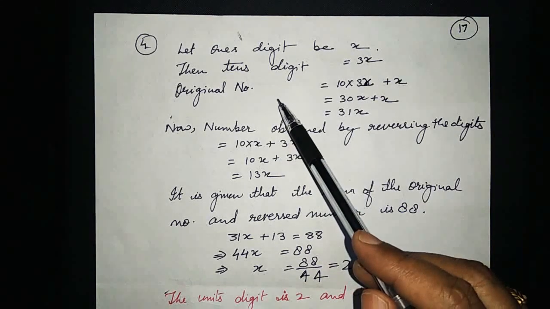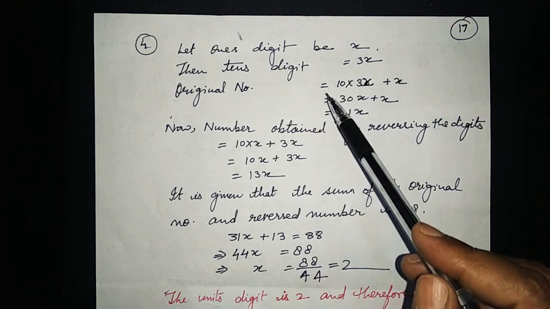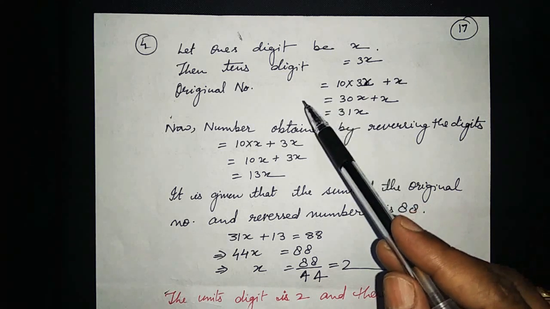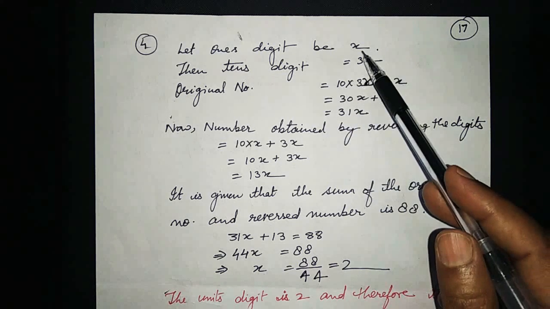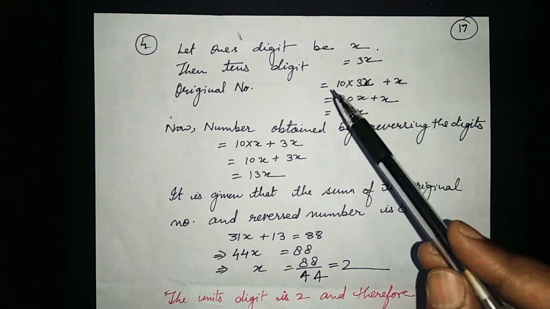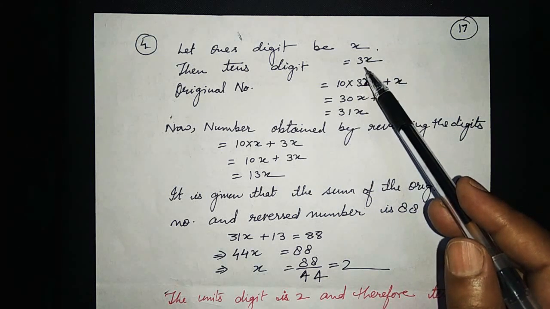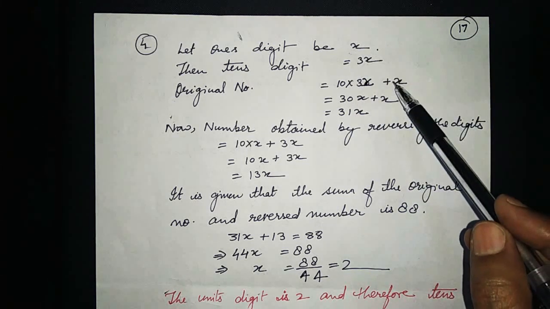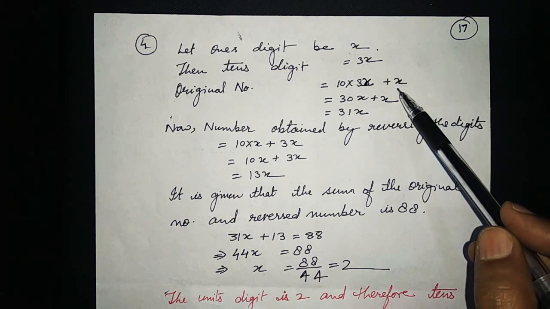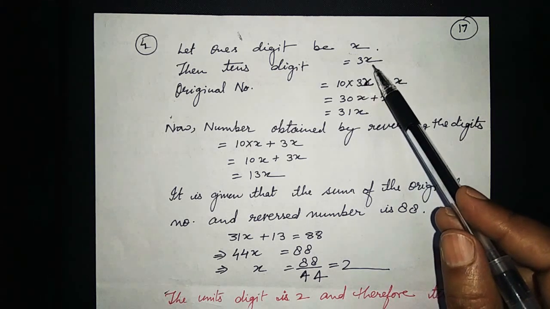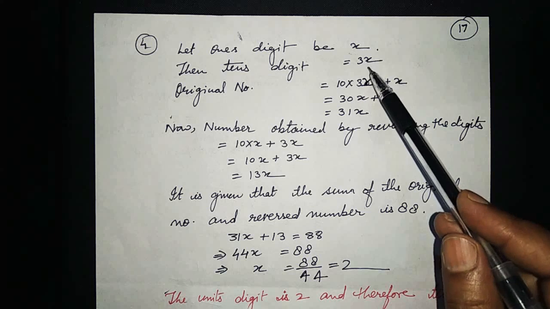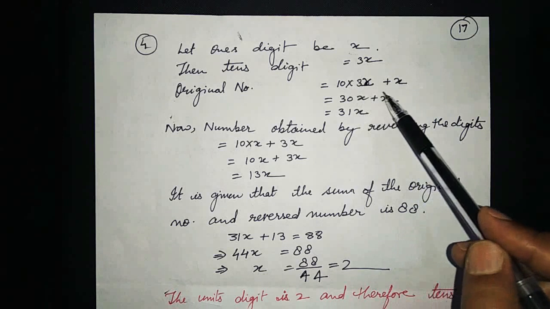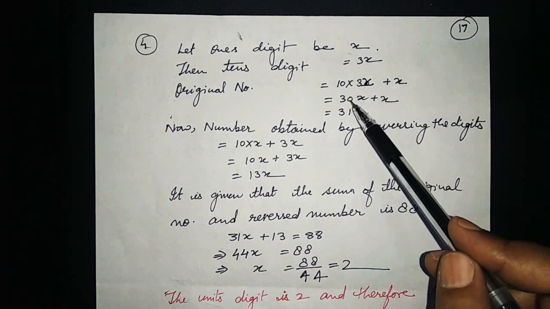For the original number, what we have to do? Now I think it is clear. Just now you have solved question number 3. For the original number, the digit of the ones place you will multiply by 1, and the digit of the tens place you will multiply by 10. So x is at the ones place, so if you multiply this x by 1, you get x only, and this 3x is at the tens place, so if you multiply this 3x by 10, then you get 10 into 3x. Now we will simplify it. 10 into 3x, what? 30x.